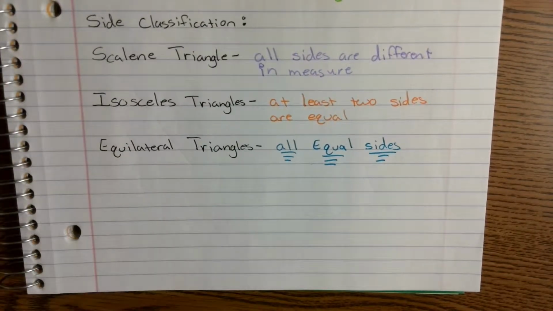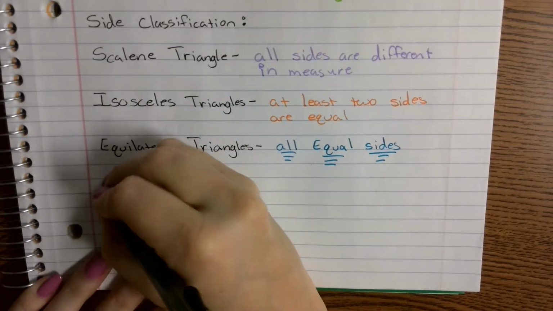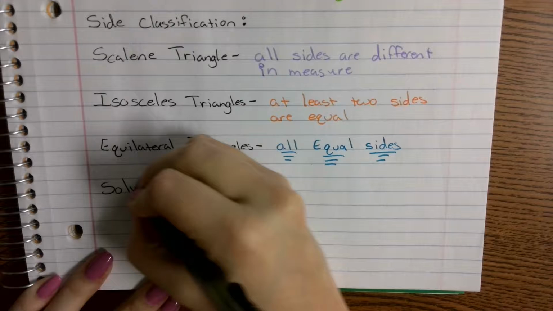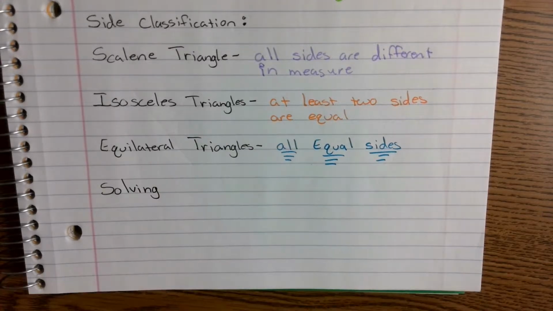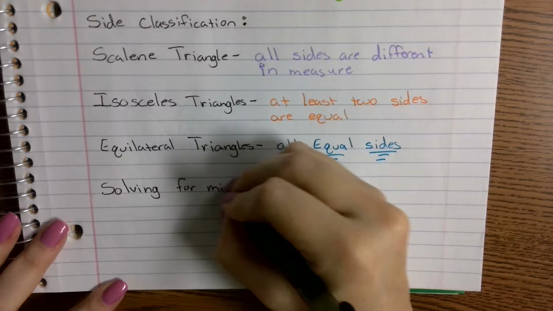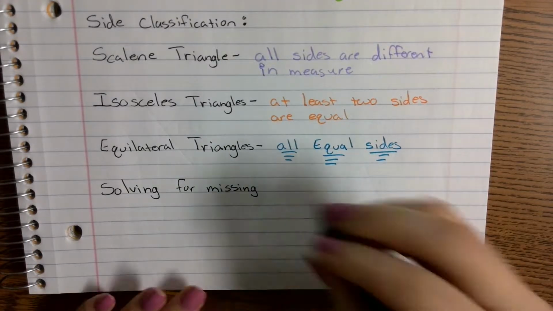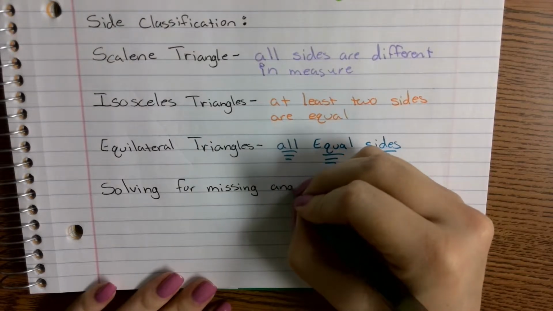Moving on, we're going to get into the solving process, how to solve for angles that are missing. So like I told you before, all angles added together are going to equal 180 degrees. So if we're solving for a missing angle, all we have to do is set up an equation where we take the sum of those angles and set it equal to 180.